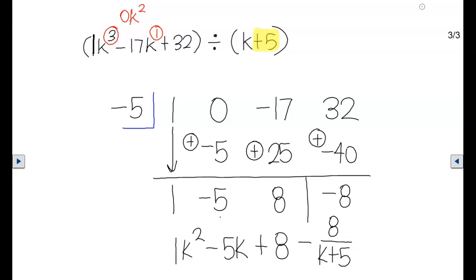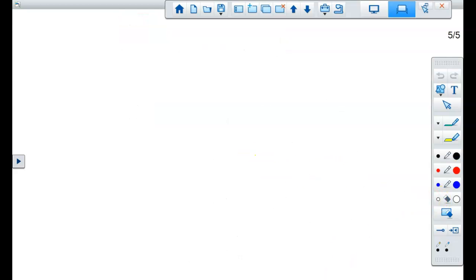So notice in this synthetic division process, we drop that first coefficient down, and then we alternate. We go above the line, then below, above, then below, above, then below, until that whole thing is done.